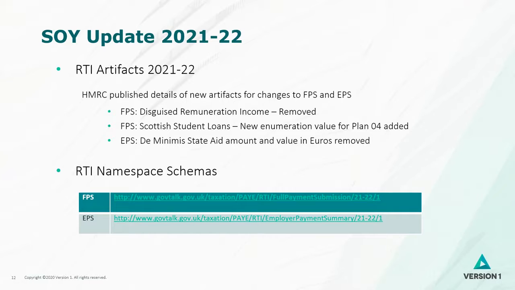Moving on to the changes to RTI, the disguised remuneration income field has been removed from the FPS and no longer needs to be reported. Obviously, in line with the student loan changes for Scotland, Plan Type 4 has been added to the list of plan types. And then on the EPS, the de minimis state aid and the value of that in euros have been removed.